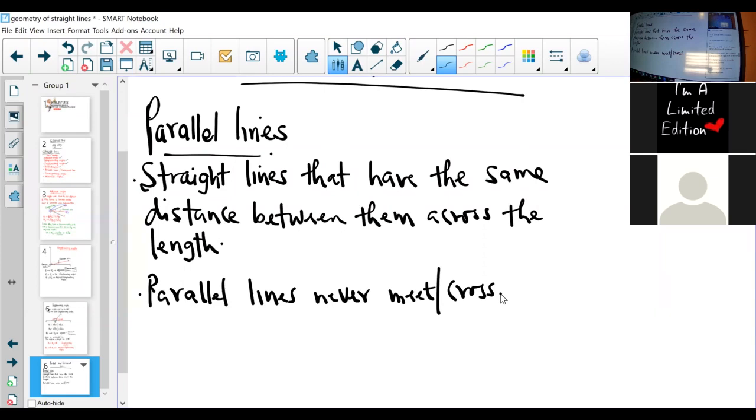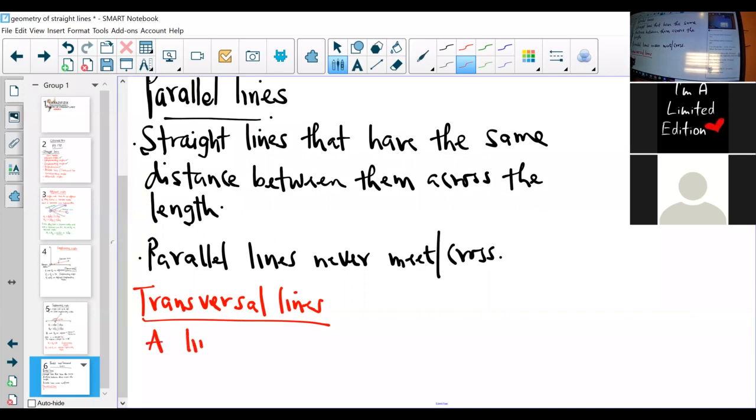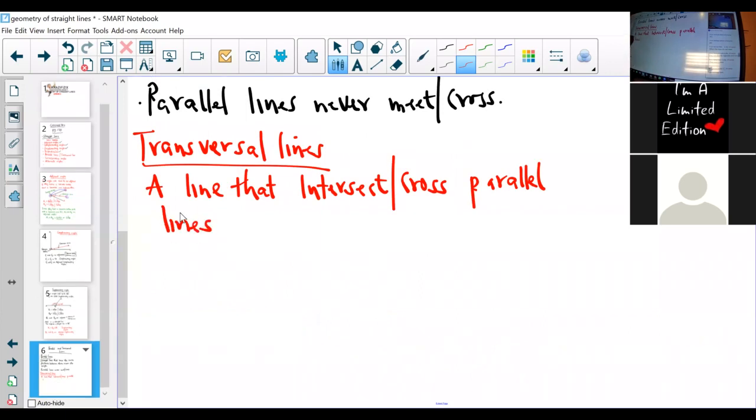What is therefore a transversal line? A transversal line. I'm going to draw all of this at the same time and show you how we represent a parallel line. All right, it's a line that intersects. The word intersect, you can actually say cross. All right, parallel lines. Not just any line, but parallel lines. A line that intersects or crosses parallel lines. All right. I'm going to therefore have, let's have 2 lines. 1 line there.